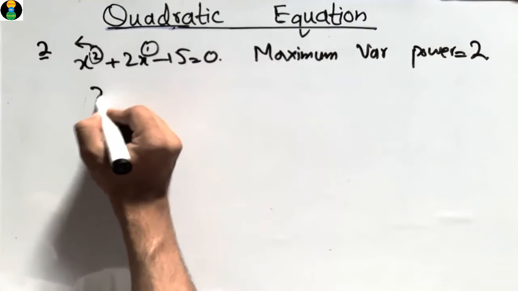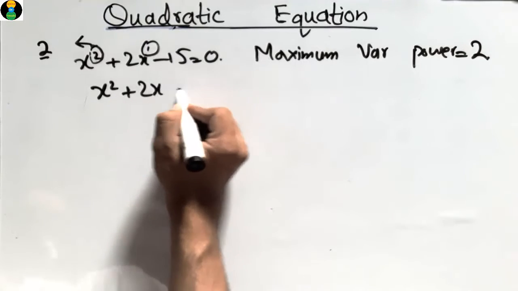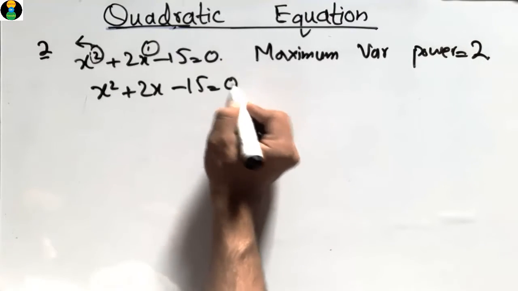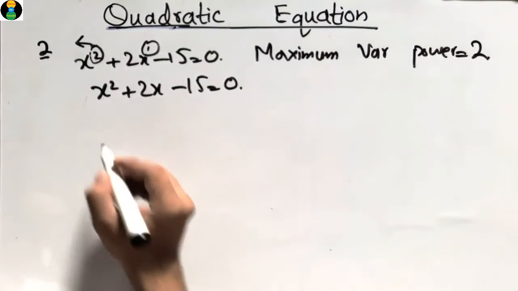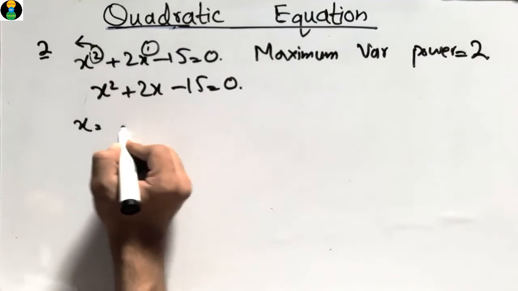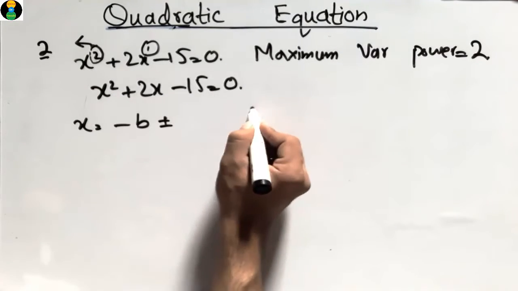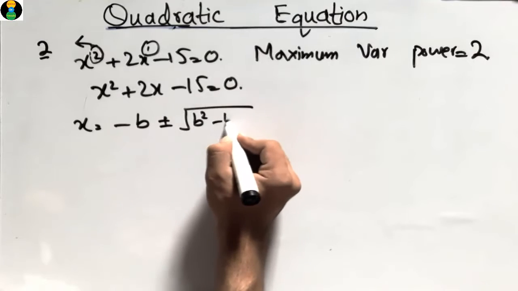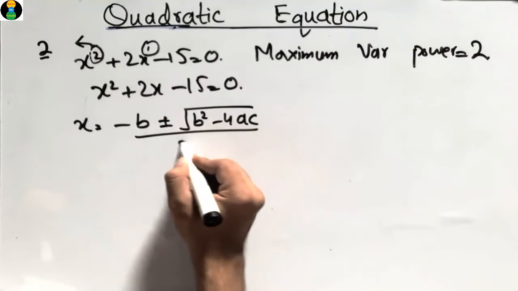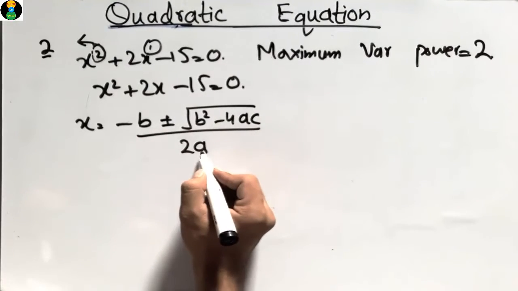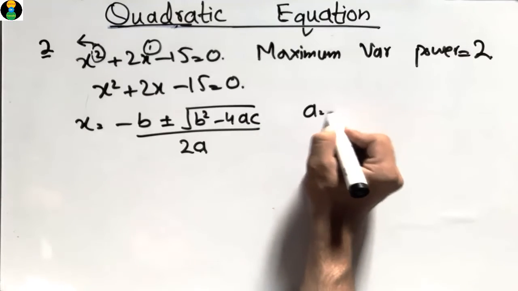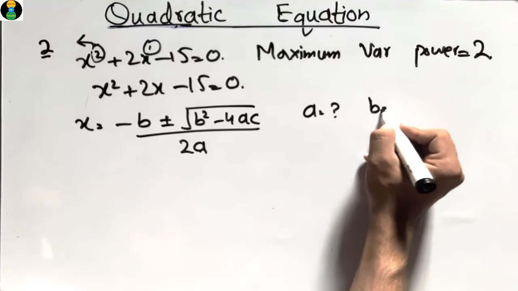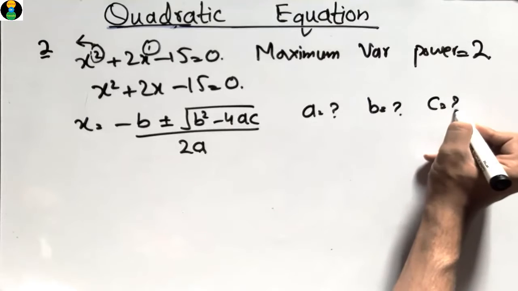Now solving this equation by the quadratic method, x square plus 2x minus 15 is equal to 0. Here I will define the quadratic formula first: x is equal to minus b plus minus square root of b square minus 4ac, divided by 2a. Now what is a, what is b, and what is c in this equation? It's very important to know.